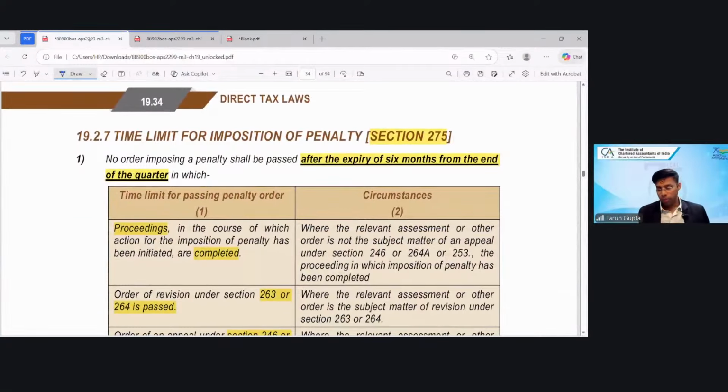Okay, now these are different types of penalty which are levied in the case of an assessee. Now we'll discuss the time limit of levying this penalty. So the time limit is very simple and very easy.